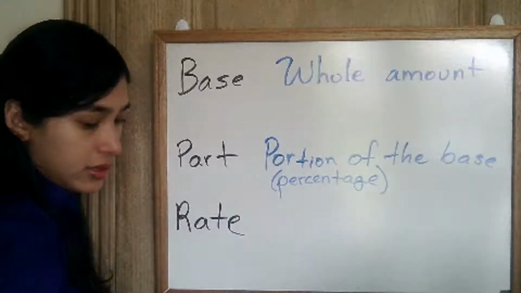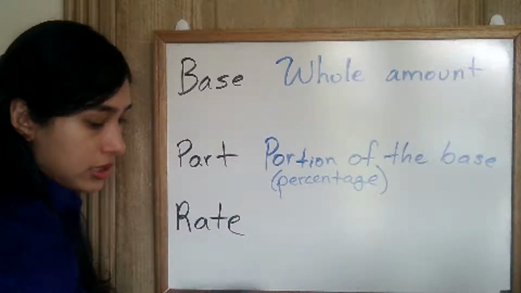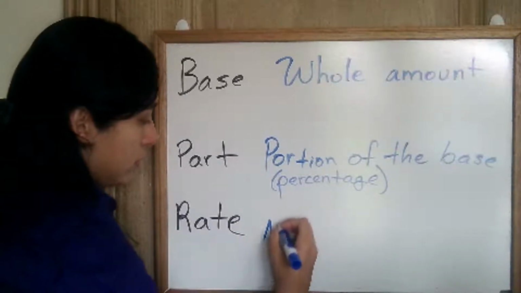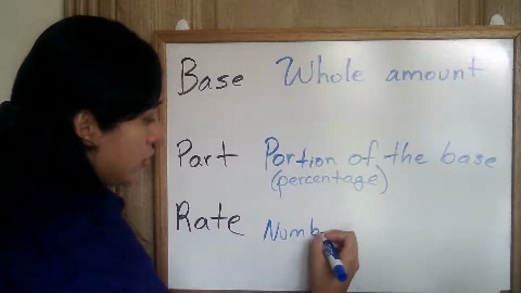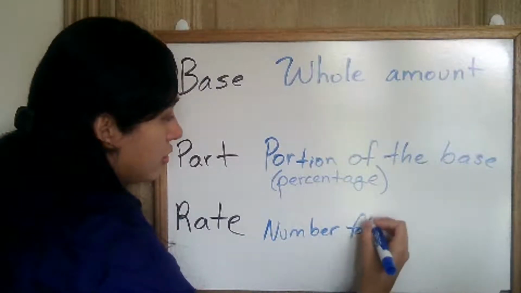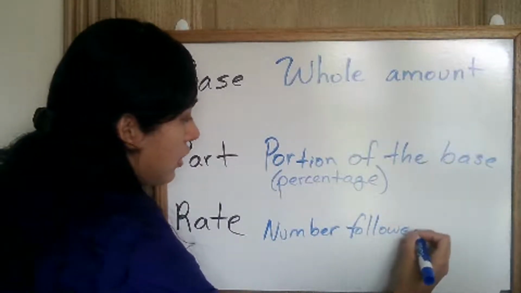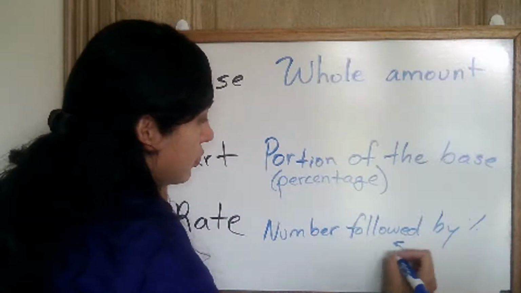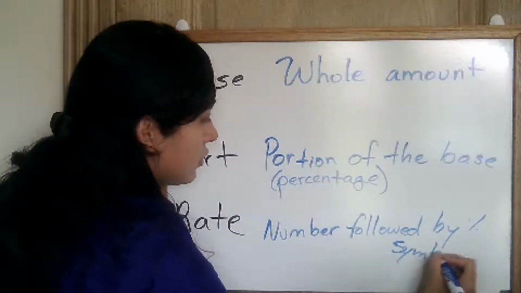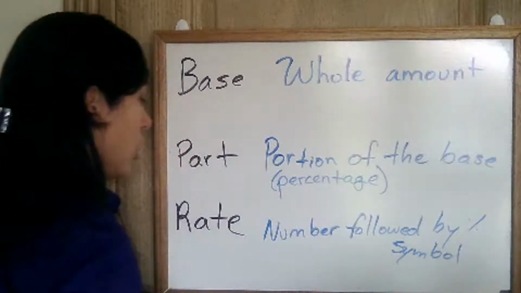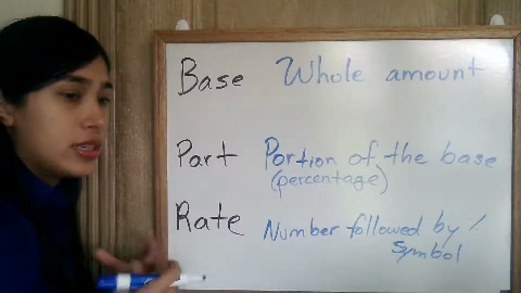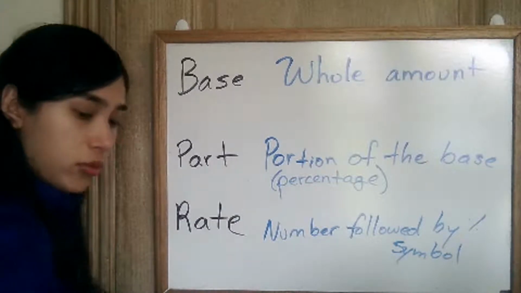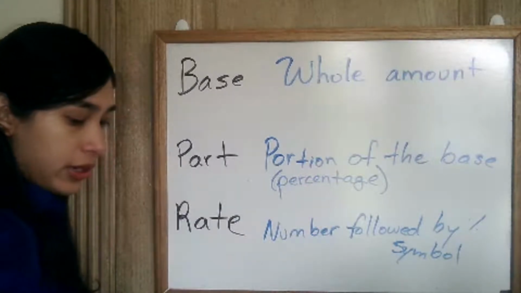And then our rate is the number followed by the percent symbol. The part and the rate, they're very similar. So let me just go ahead and write an example up here. That way we can go ahead and label.